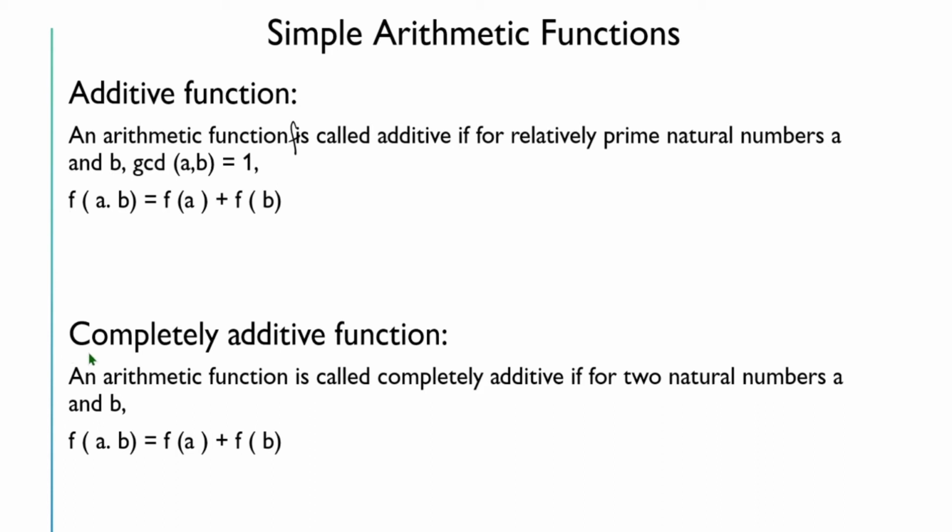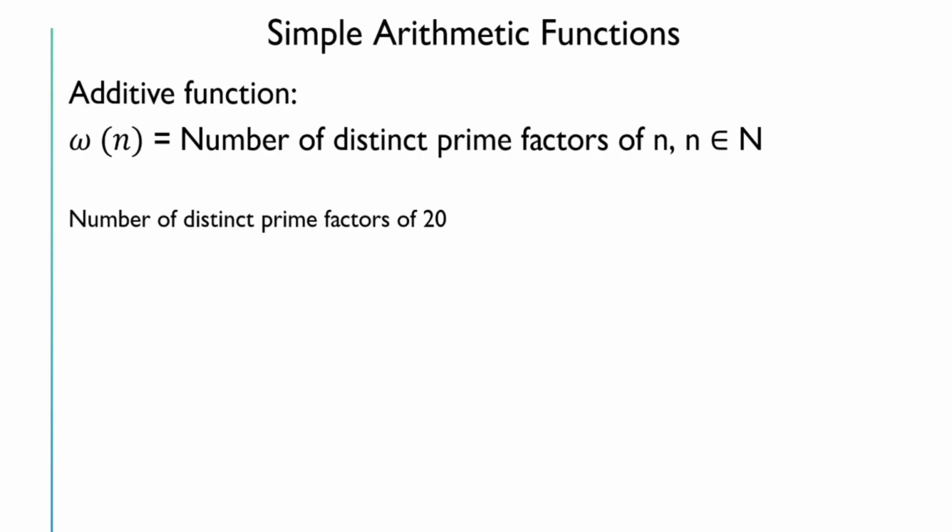Next, the meaning of completely additive function. We call an arithmetic function f completely additive if for two natural numbers a and b, we have f of a into b is equal to f of a plus f of b. That is, these two natural numbers need not be relatively prime. For any two natural numbers a and b, if this condition is satisfied, then we say that the function is a completely additive function. Now we will see an example for additive function.